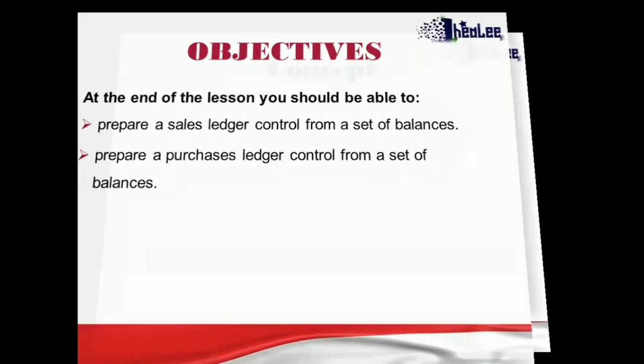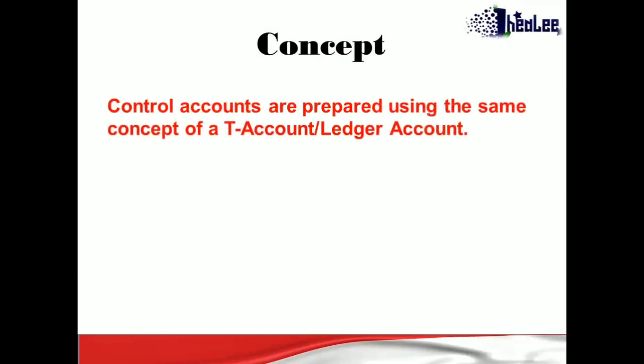Now, what is the concept as it relates to preparing these? In preparing the control accounts, we use the same concept of a T account or a ledger account. You should know by now that T accounts are ledger accounts. Now, once we're referring to that, you know that increases and decreases will come up. So definitely you would have to use those in determining whether you're going to debit or credit either the sales ledger control or the purchases ledger control account.